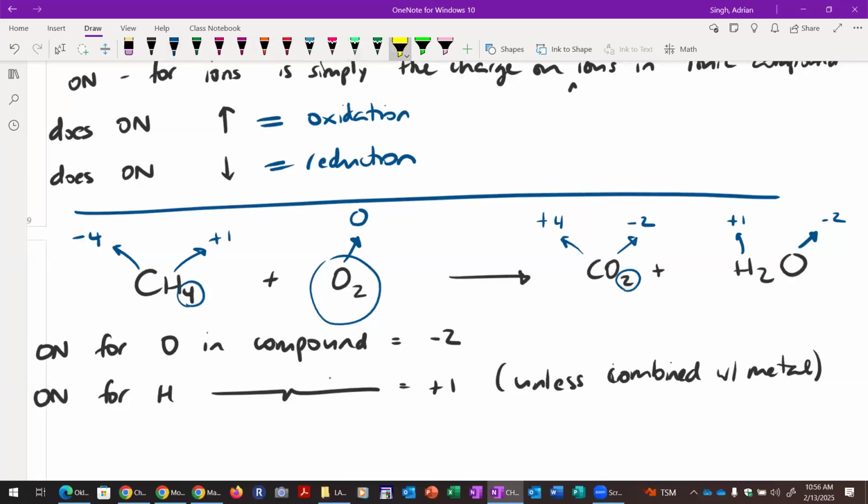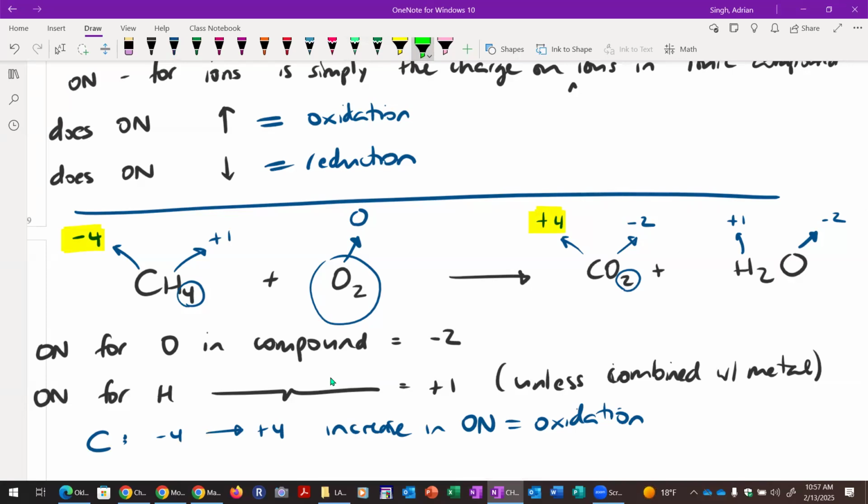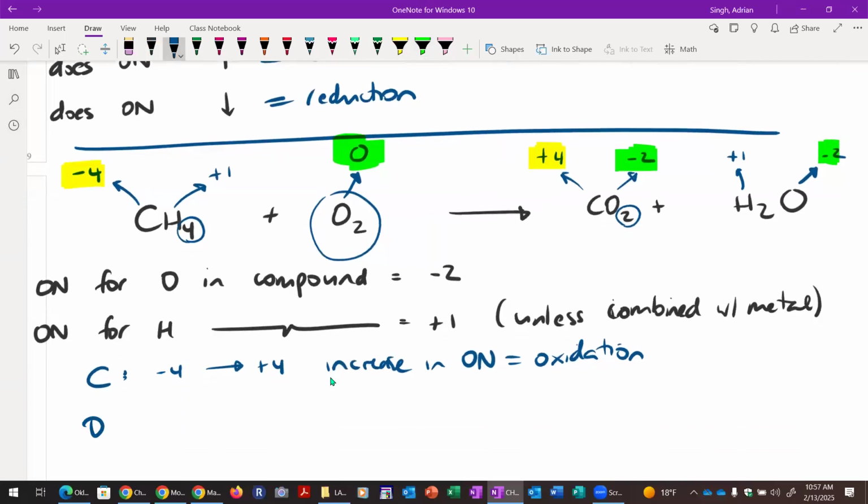All I'm doing now is comparing the oxidation numbers. So I can see carbon goes from -4 to +4. That's an increase in the oxidation number. So that would be oxidation. Okay, if I look at oxygen, oxygen goes from 0 to -2 in both of these cases. So in the case of oxygen, it goes from 0 to -2. That's a decrease. It becomes more negative. So a decrease in the oxidation number, and that would be reduction.